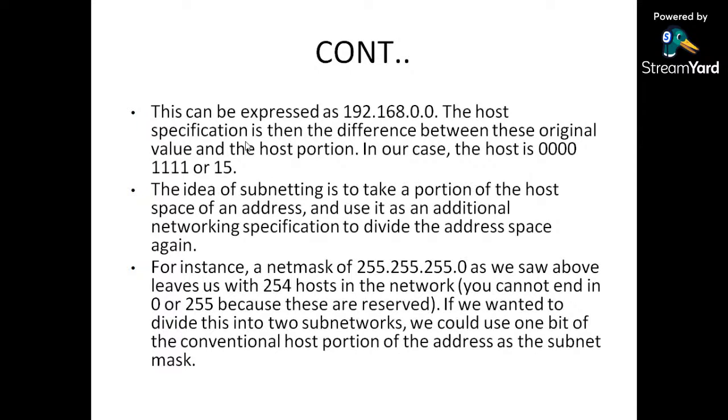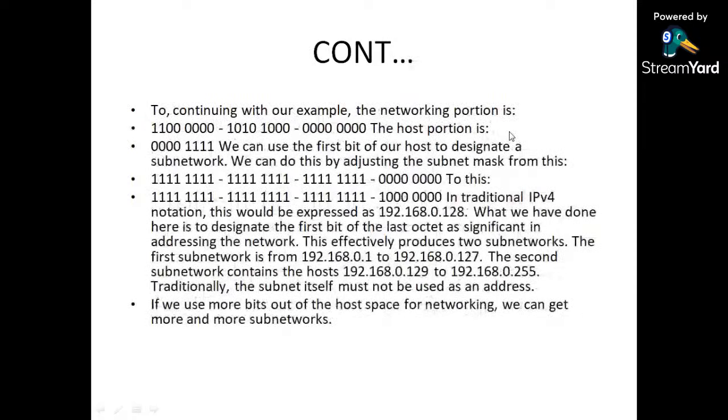So for instance, a net mask of 255.255.255.0, as we saw above, leaves us with 254 hosts in the network. You cannot use .0 or .255 because these are reserved. So if you wanted to divide this into subnetworks, we could use one bit of the conventional host portion of the address as the subnet mask. Let's see some examples. We use more bits out of host space for networking, and we get more subnetworks.